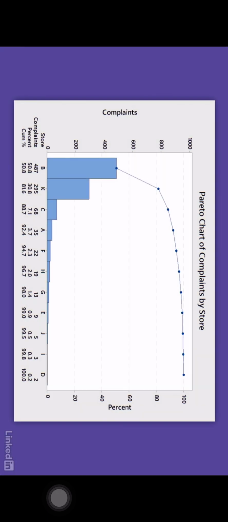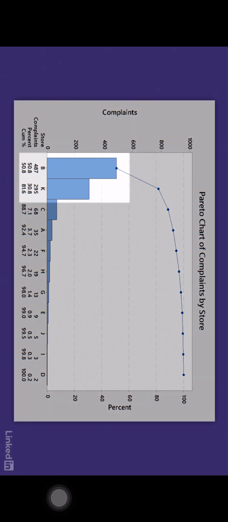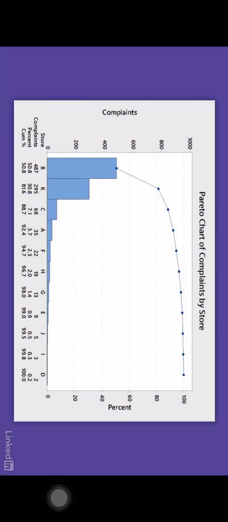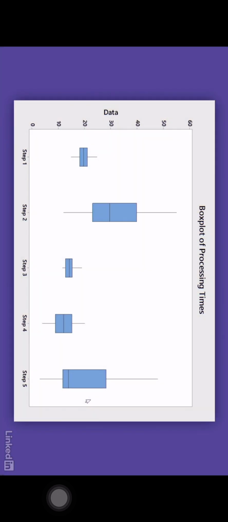Tools that can help you stratify data depend on the type of data. Pareto charts are very useful for stratification if the data is discrete or categorical. For example, number of complaints. Let's say if locations B and K together have the highest number of total complaints, then focus on those two locations. Box plots and dot plots are useful for stratification if the data is continuous data.